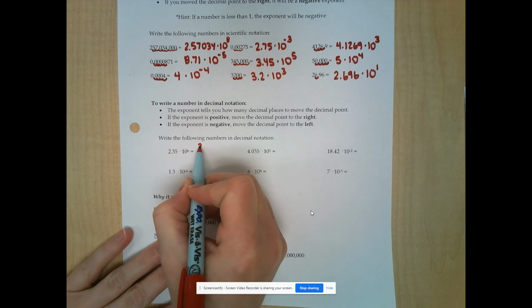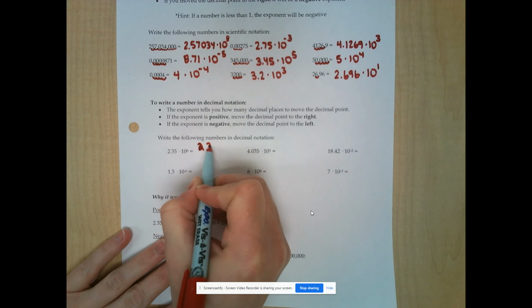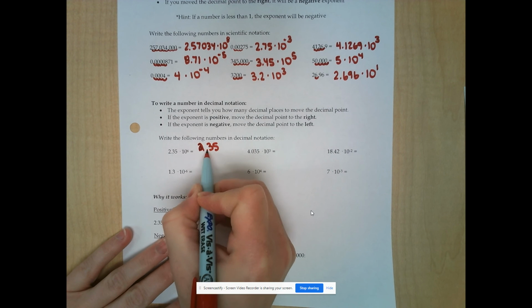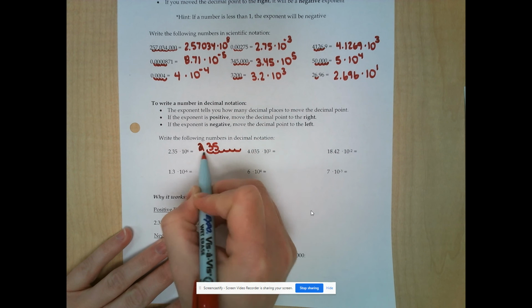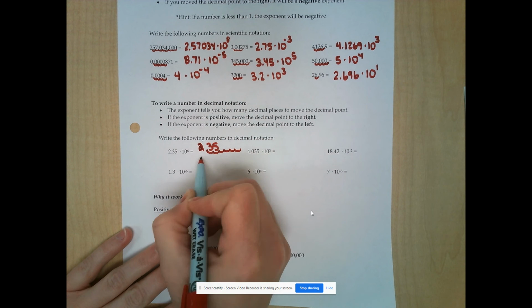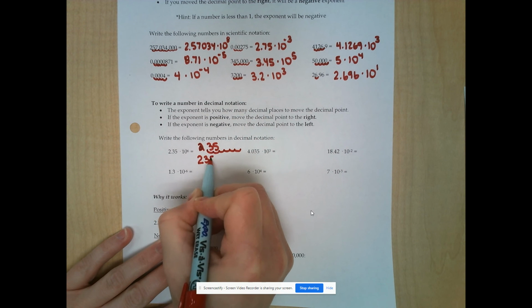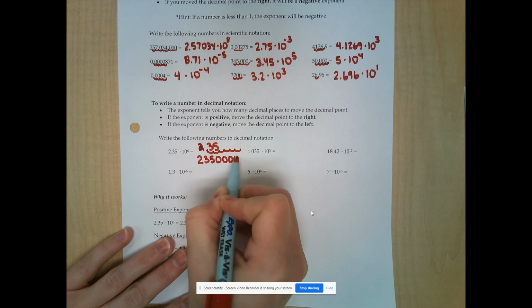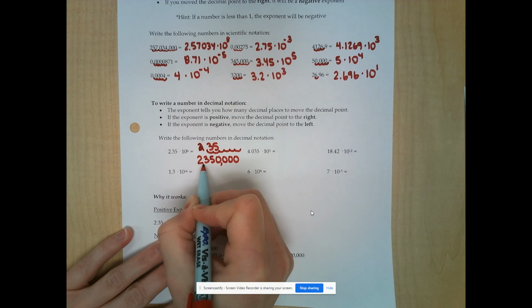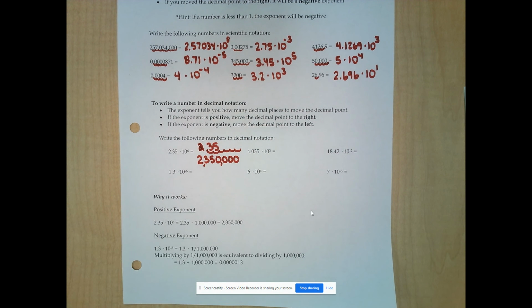2.35. You're going to write 2.35 and you're going to move the decimal point 6 places. 1, 2, 3, 4, 5, 6. Now there's no digits here at the end, so it's 2, 3, 5, and all of these loops that have no number get a 0 for a placeholder, and then you go put the commas where they belong, so you can tell that it's 2,350,000.